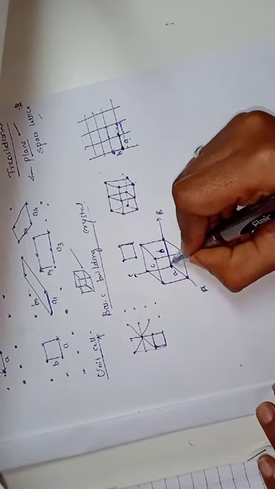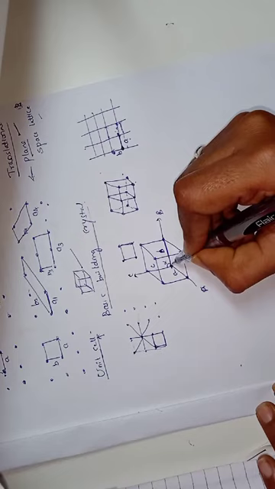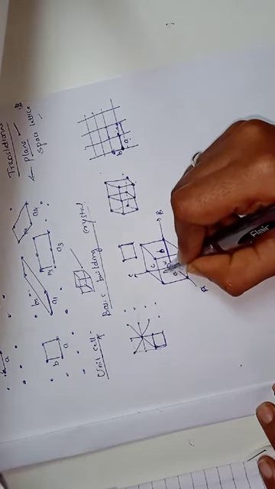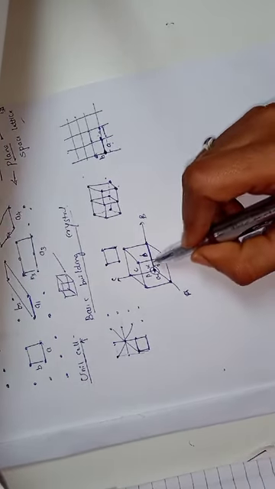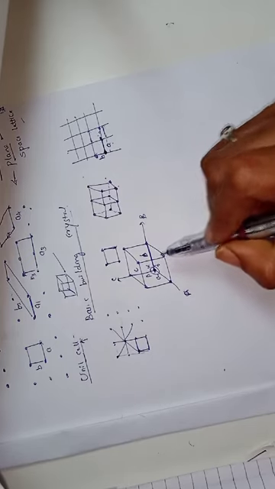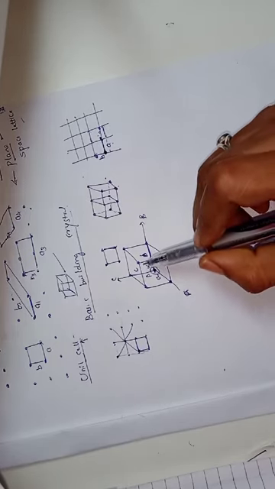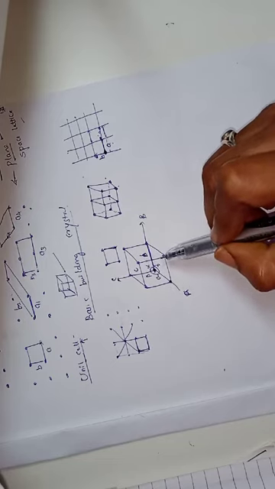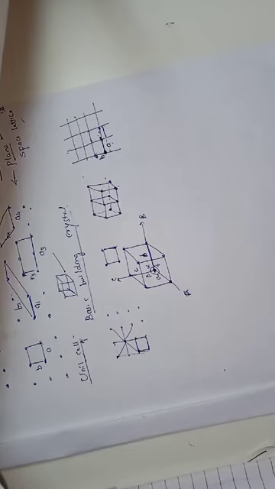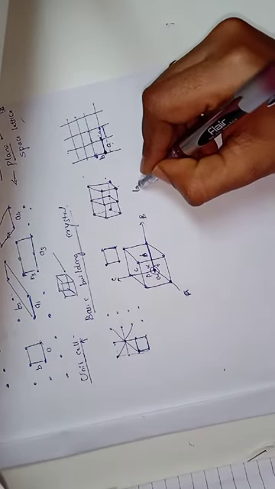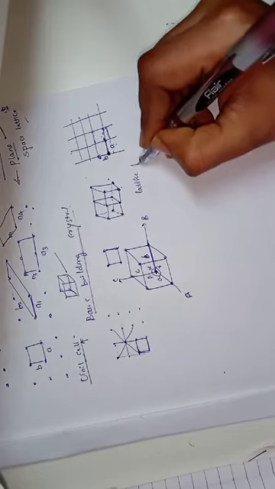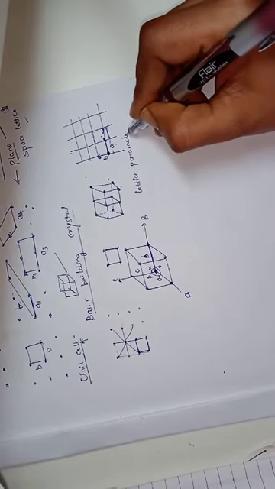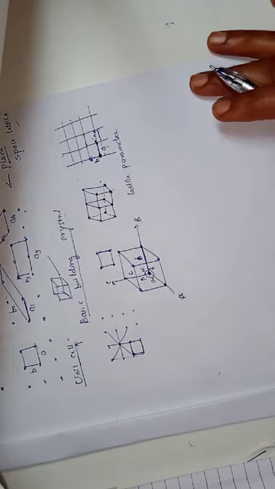So this is alpha, this is gamma, and this is beta. The angles between the crystallographic axes are alpha, beta, gamma. These A, B, C and alpha, beta, gamma are called lattice parameters, or else lattice constants. These may vary or be different.